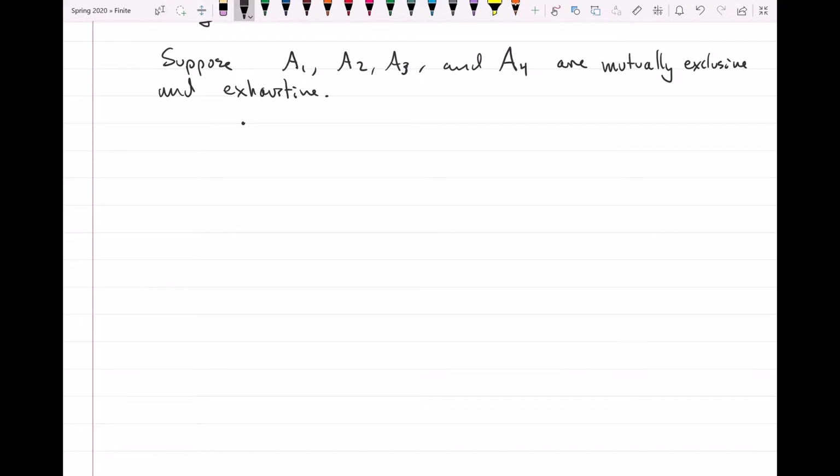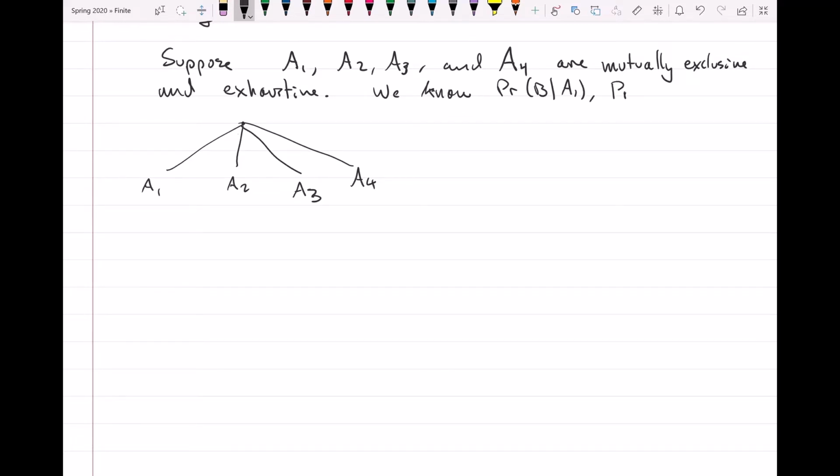So our tree diagram would start to look a lot more complicated. We'd have A1, A2, A3, A4. And suppose for each of them we know the probability of B given A1, the probability of B given A2, etc. But we want the probability of, say, A1 given B.